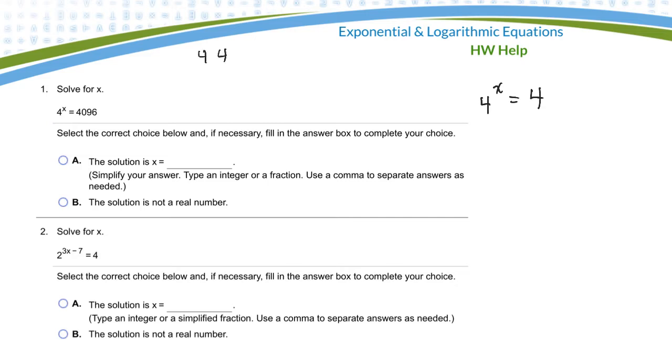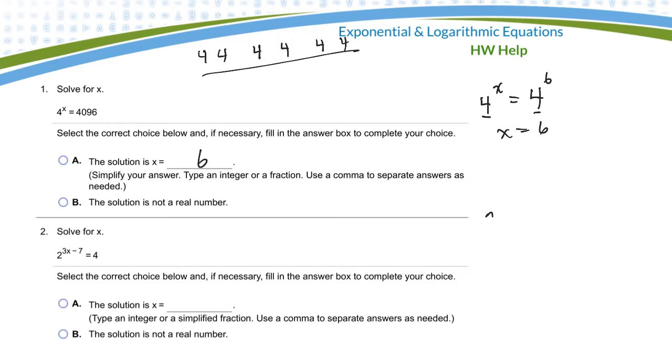4 times 4 is 16, times 4 is 64, 64 times 4 is 256, times 4 is 1024, times 4 is 4096. Yeah, that's 6 of them. So same base, therefore x is equal to 6. So my answer is 6.